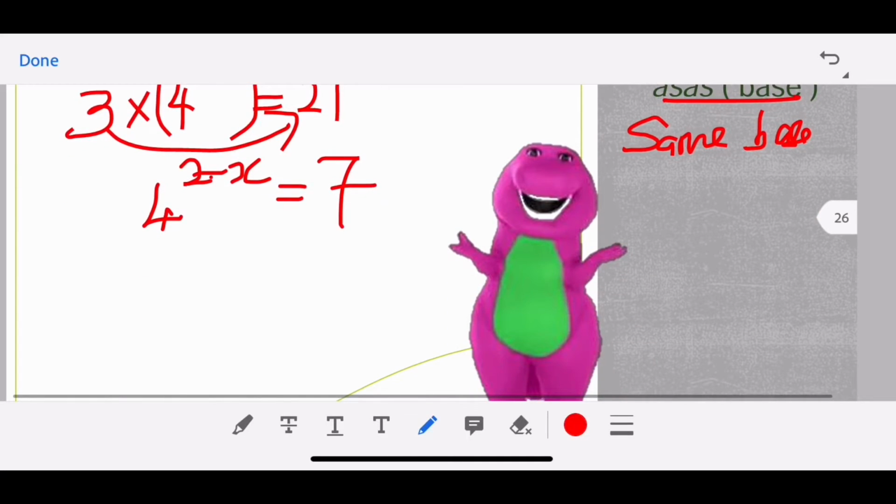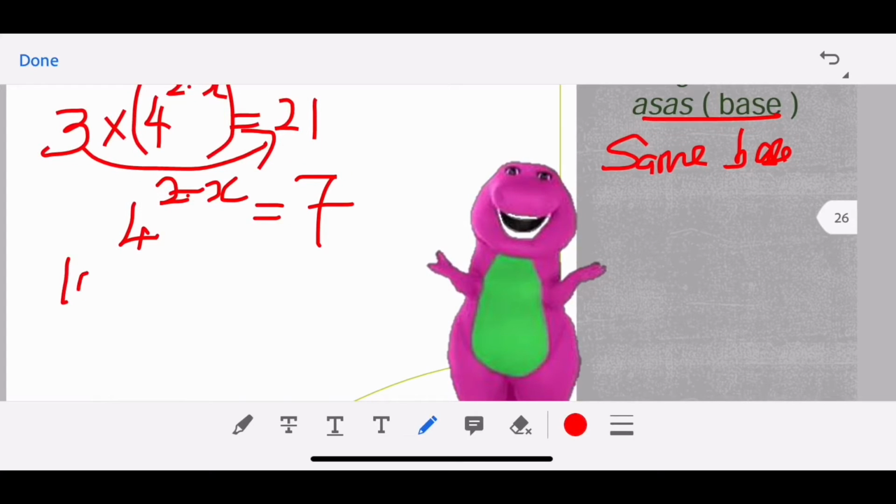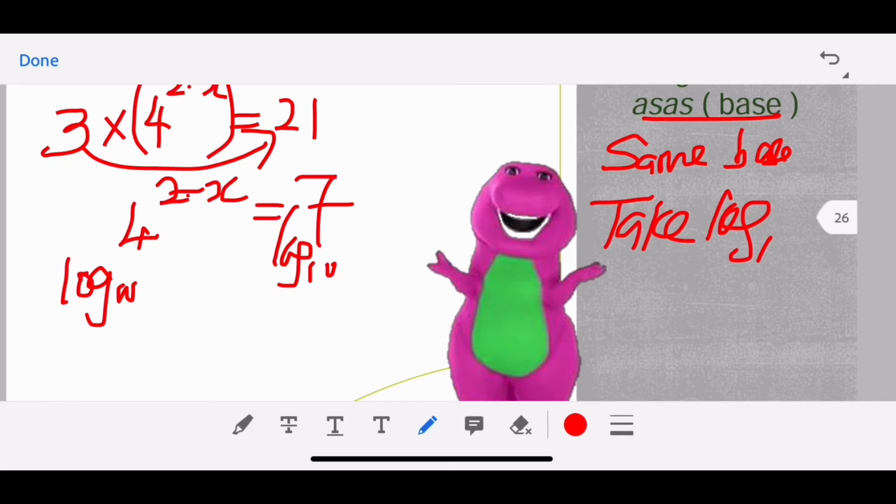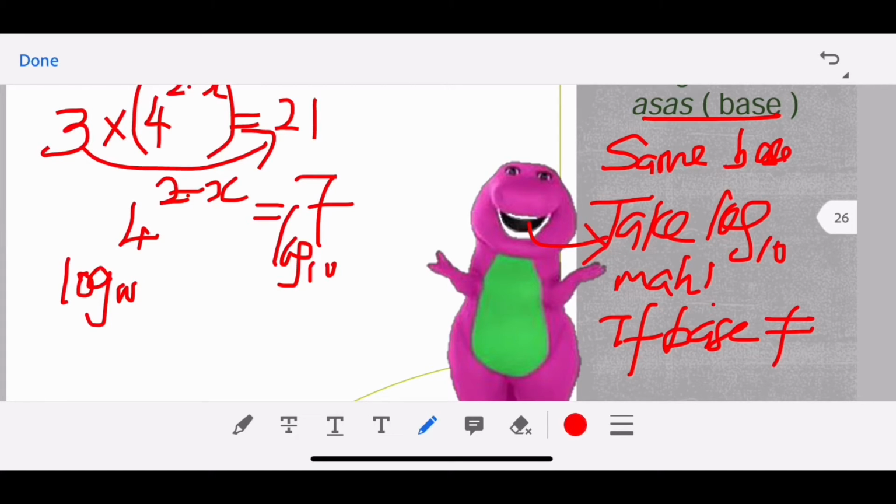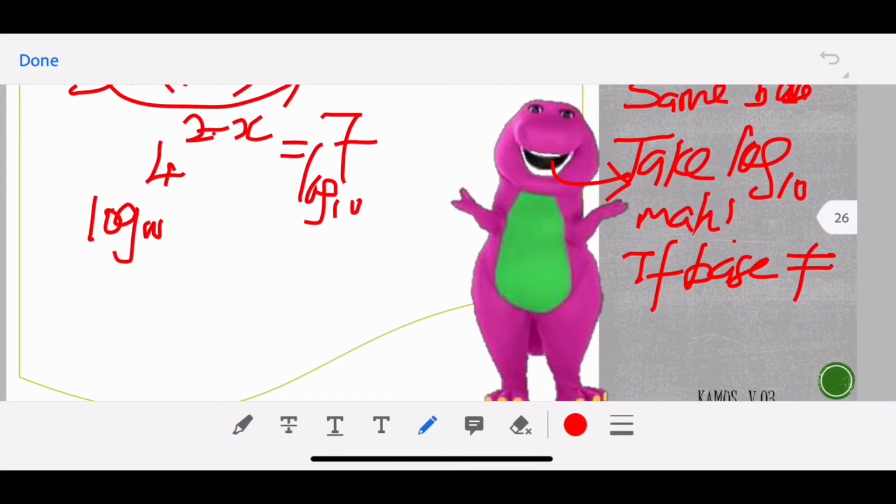Now you see the bases are not the same. To make the base the same, you have to take log base 10. You force the base to be the same by taking log base 10. So we have log base 10 of 4 to the power of 2 minus x and log base 10 of 7. Then you bring down the power, 2 minus x, to the front. That is the power law, so you have to combine it with the laws of logarithm. This part is a bit challenging for many students. When the bases are not the same, you can always take log base 10.